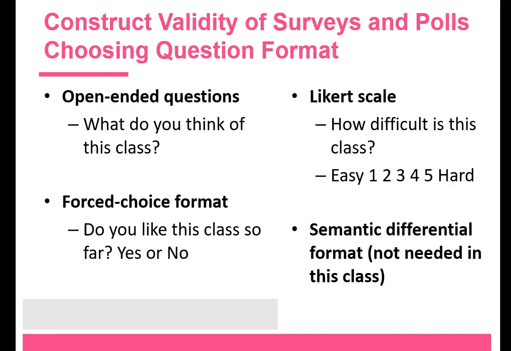When you're talking about the kind of question you want to ask, there are many different types. An open-ended question is just kind of like an essay question. For an example, what do you think of this class, with an empty space and people just write their responses. We have a Likert scale option. This is on a scale of 1 to 5, or it could be 1 to 10, doesn't matter what the numbers are, but on some kind of a numeric scale.